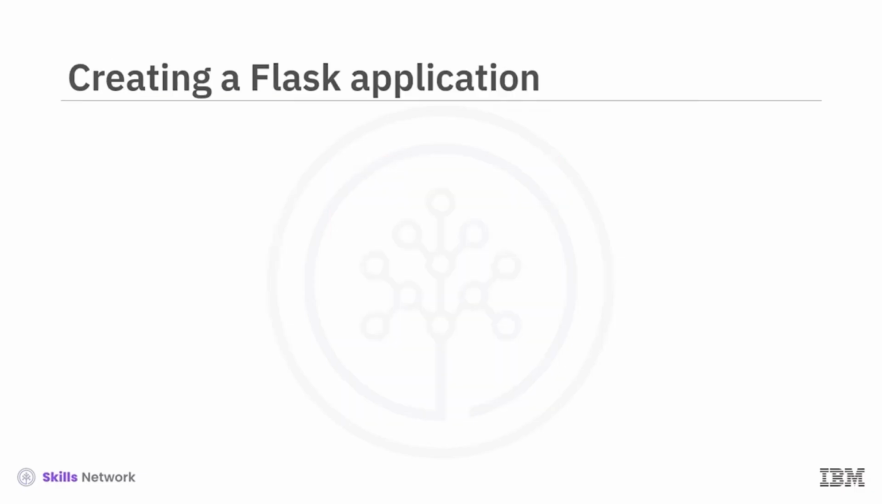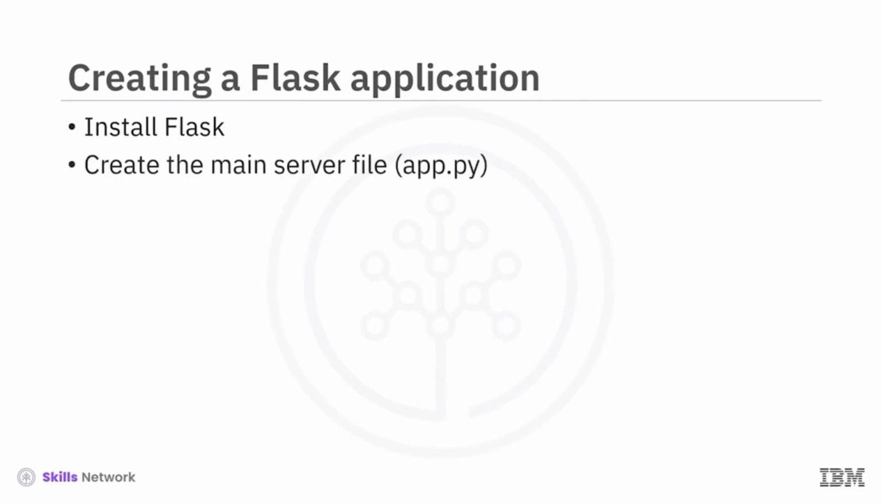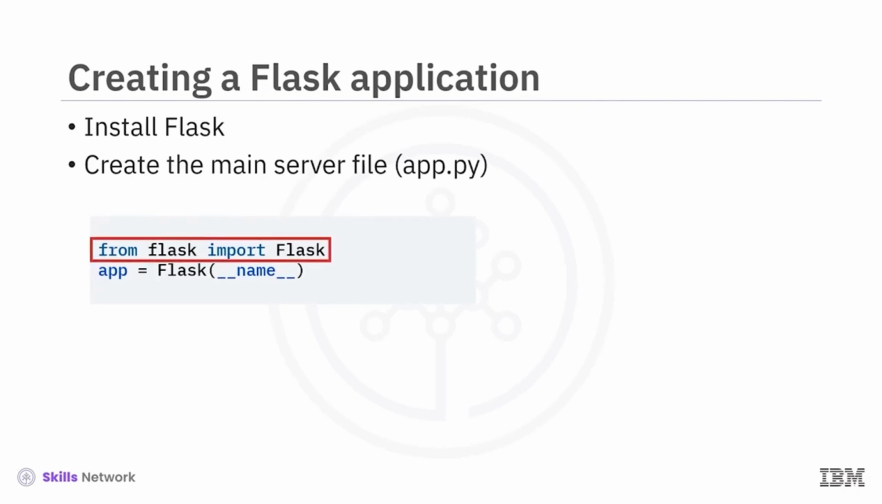Before you create your first Flask application, ensure that you have installed Flask. Next, create a Python file that will be your server, and let's name this file app.py. Now let's write the code in this file. First, import the capital F Flask class from the small f flask module. Next, instantiate an object of the Flask class as your app.